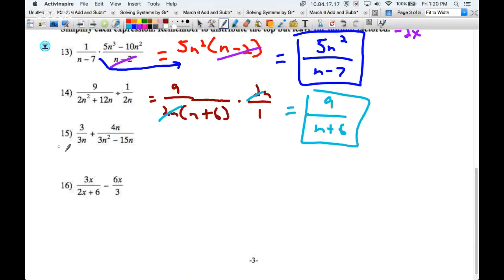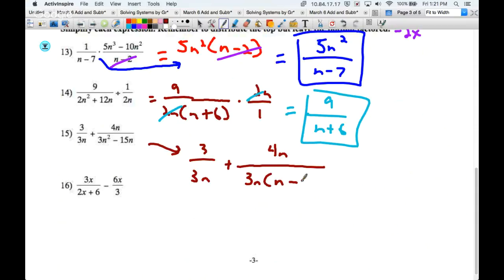All right, when we add, I've got to get a common denominator, but if you factor first, you might be able to shortcut it a little bit. So this here is going to be 3 plus 3n plus 4n over, I'm going to pull out a 3n from these terms here, leaving behind an n minus 5. Now I can see that I can get a common denominator a little bit quicker by just multiplying this one by n minus 5 over n minus 5.